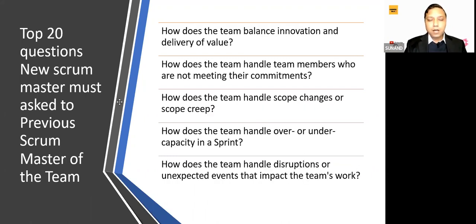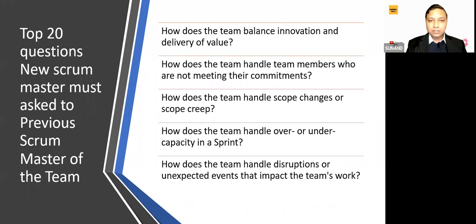Okay. How does the team balance innovation and delivery of value? Again, whether your team is involved in some kind of innovation or new improvements, things like that, and what is their approach to doing that? How does the team handle team members who are not meeting their commitments? So, yeah, this is again a very interesting question. It will again show the maturity of your team, what kind of team members they have, and how they are handling this kind of situation, right?